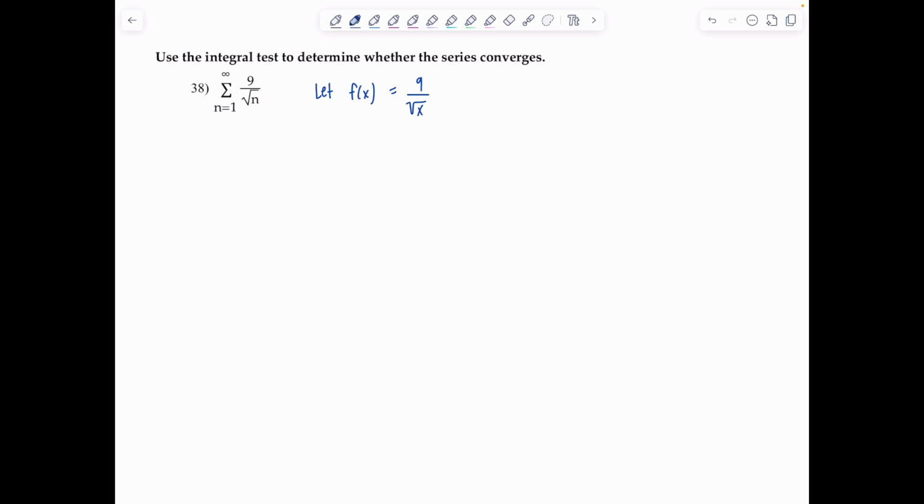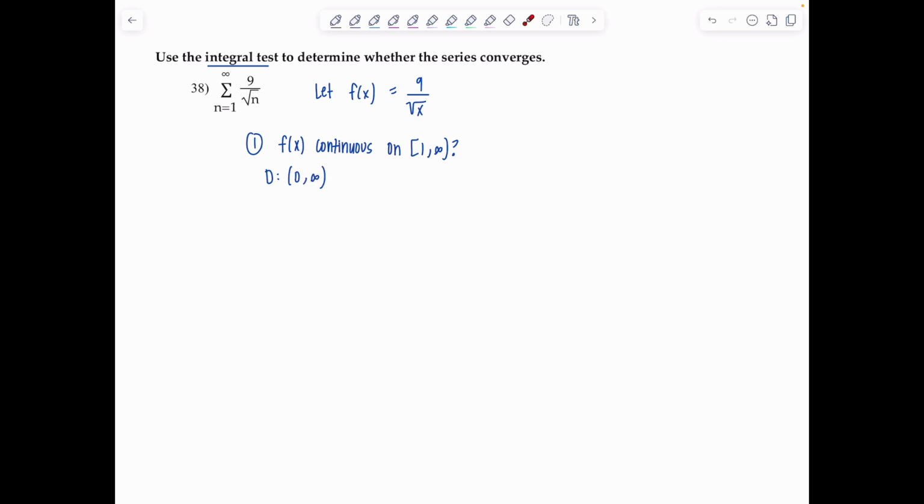In order to apply the integral test, I have to check that 3 conditions are satisfied. First, I have to check if f of x is continuous on the interval that matches where we're summing, so from 1 to infinity. Is f of x continuous on that interval? Well, I'm going to consider the domain of f of x. Notice I have a square root in the denominator. I can't take square roots of negatives, and also x can't be 0. So the domain of f is all values from 0 to infinity.